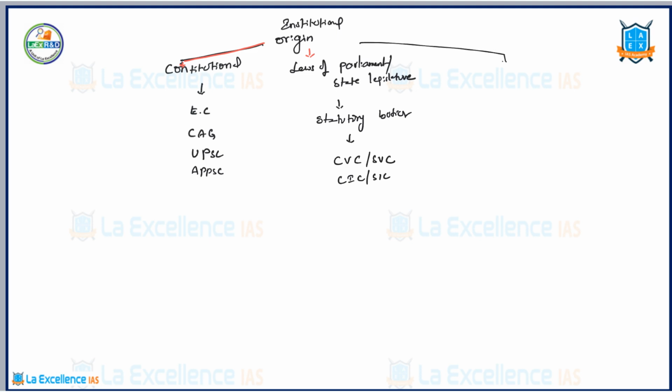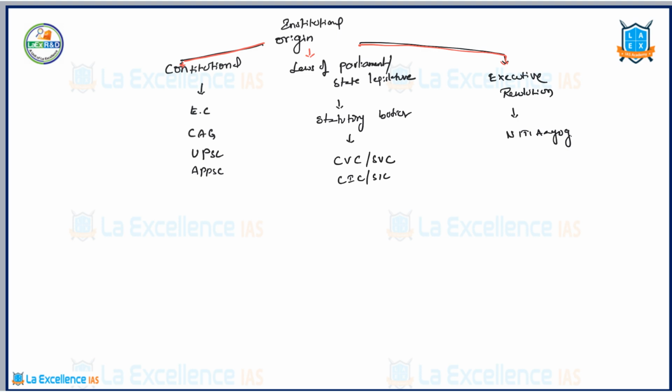And further to that, few bodies are created by executive resolution. So a simple example for this is what is that? Niti Aayog. Niti Aayog is not created by the law. It is created by executive resolution. So these are called institutions, various institutions.